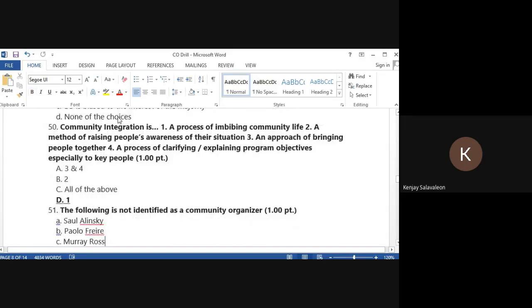Community integration is 1, process of imbibing community life. 2, a method of raising people's awareness. Itong number 2, it is not community integration, di ba? It is conscientization. Number 3, an approach of bringing people together. An approach of bringing people together is general assembly or community assembly. 4, a process of clarifying, explaining program objectives, especially to key people. Again, it is not community integration. Community integration is actually imbibing the community life. Or mas kilala siya sa term na community immersion.